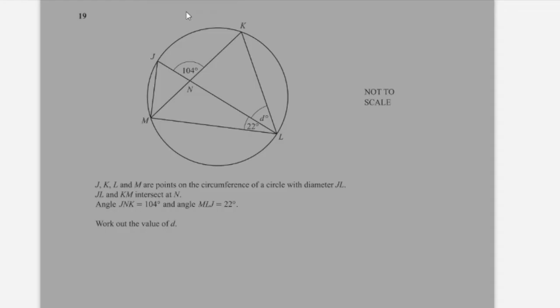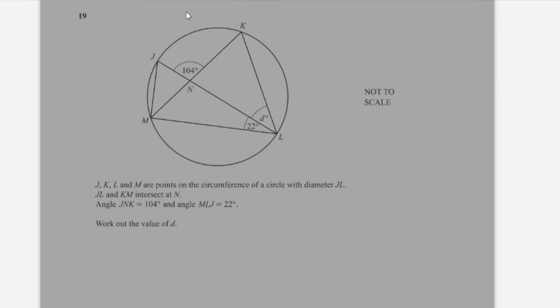Question number 19. J, K, L, and M are points on the circumference of a circle with diameter JL. JL and KM intersect at N. Angle JNK is 104 degrees and angle MLJ is 22 degrees. Work out the value of T.